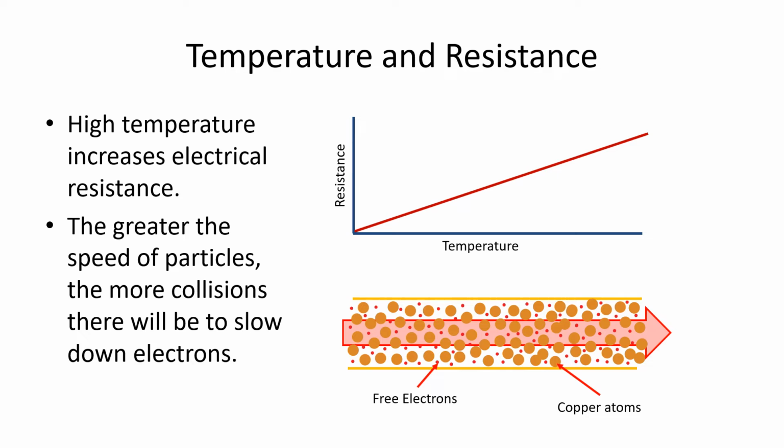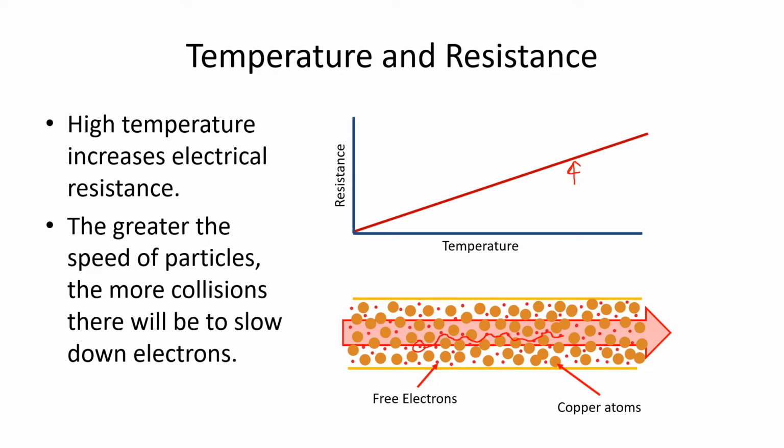Temperature. For many substances, the temperature has a direct relationship to the resistance. The higher the temperature, the greater the resistance. You can think of it in terms of objects that you're trying to get around. If these are electrons trying to get from one end of this wire to another, and all of these atoms are perfectly still, then it's pretty easy for this electron to just mosey its way in between the atoms to get to the other side.